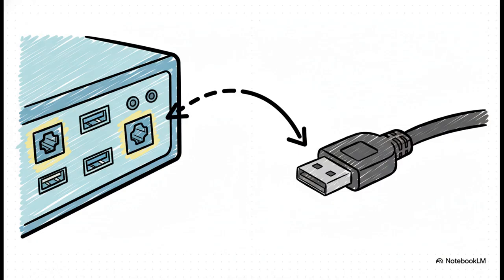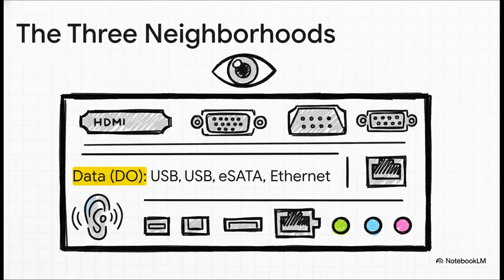Simple as that. So using our map, you can see these neighborhoods laid out pretty clearly. We've got the video ports like HDMI, that's for everything you see. Then we've got the data ports for everything you do, like moving files with a USB drive or getting online with an Ethernet cable. And finally, the audio ports for everything you hear, using those little colorful jacks for your speakers and microphone.